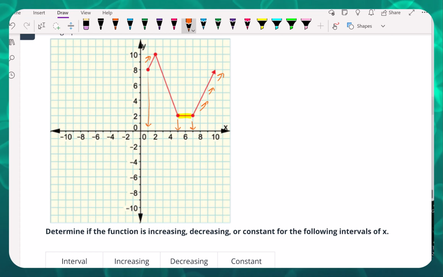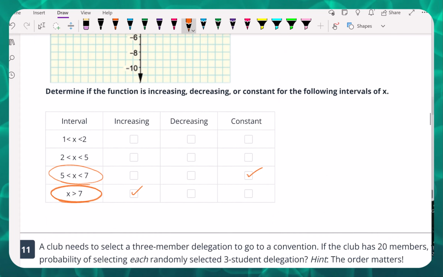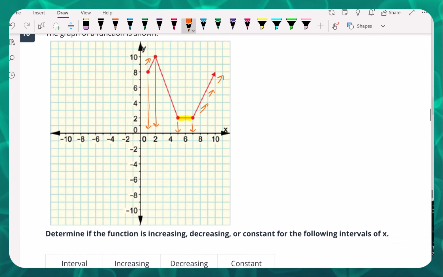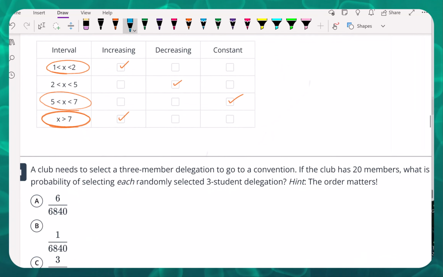I'm going to follow it all the way down to 1 and then I'm going to follow it all the way down to 2. So it only increases between 1 and 2 on the x-axis, which is this interval, which means that the other one is going to be decreasing. It says 2 to 5. Let's check it out. Let me switch colors. So 2 to 5 is decreasing. Yes, I agree. So that works out.